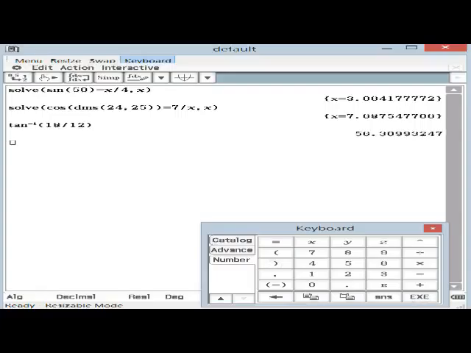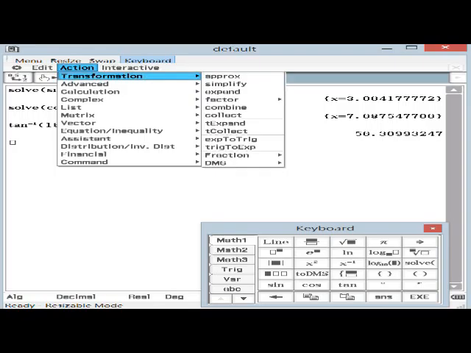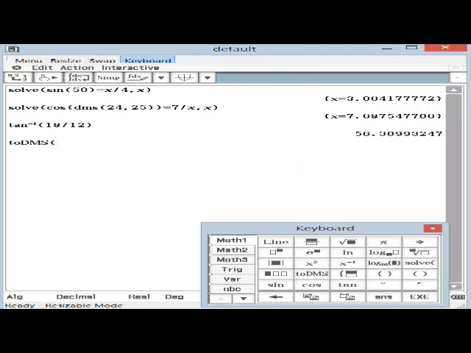Okay, so we get 56 degrees with certain decimals that we don't need to worry about right now. The main thing is we need to know how to convert it back to degrees, minutes and seconds. So same as before, action, transformation, DMS. Now this time we need to go to 2DMS. So 2DMS, I'm going to copy that straight in.